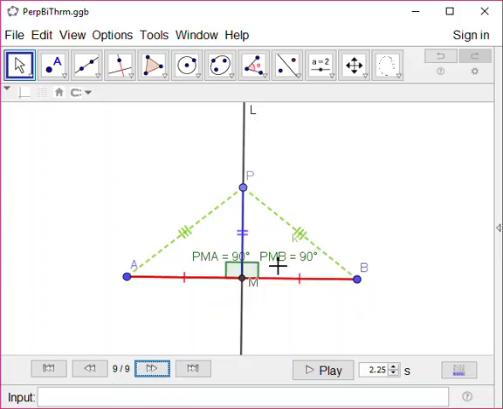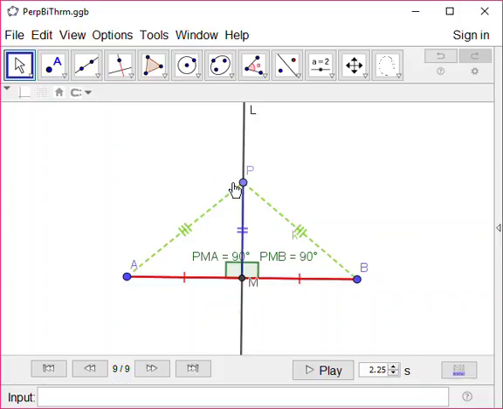By CPCTC, corresponding parts of congruent triangles are congruent. This is true for any P lying on line L. In summary, we showed that the triangles have two equal sides and the angles between those two sides are also equal. Therefore, these triangles are congruent. Therefore, AP is congruent to BP.